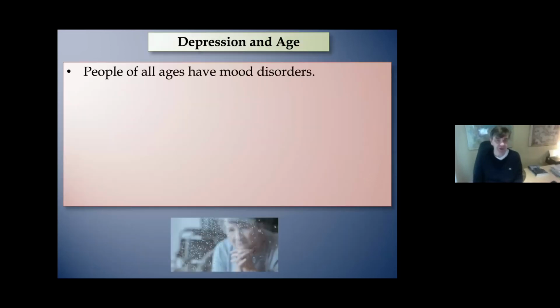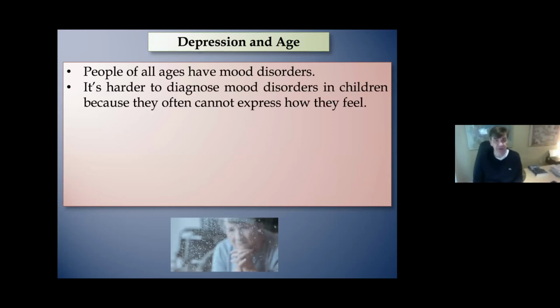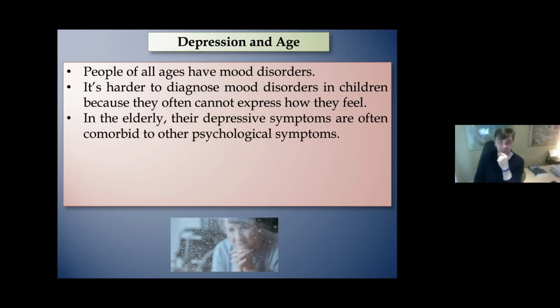Depression and age. People of all ages have mood disorders. Younger people, older people, mature individuals. It's harder to diagnose depression in children because they often cannot express how they feel. So ask a 5, 6, 7-year-old, they may say something about it, but it's difficult for them to express themselves.